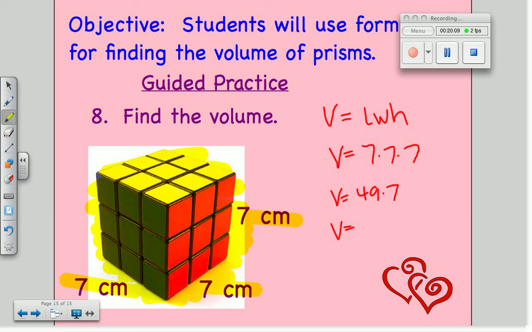You guys, you gotta start breaking this down using the distributive property. So what's 40 times 7? 280. What's 9 times 7? 63. So we're gonna add 63 to it.